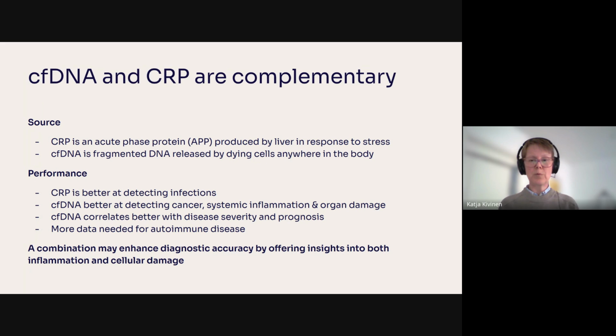So even if both are elevated, if cfDNA is very high, then it looks very bad for the dog. It means there's a lot of cell death happening in the body, even if CRP is not that elevated. We don't currently have enough information about autoimmune diseases, so we need to collect more samples and run these studies. But the point is that the combination of these two markers may really help us with the diagnostic accuracy.